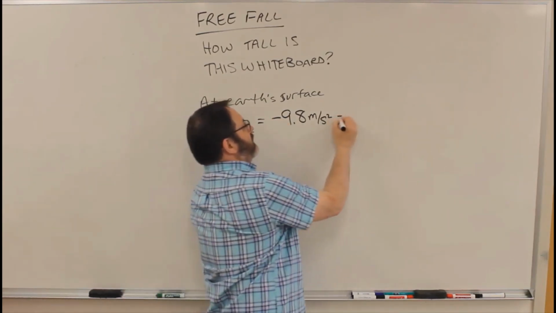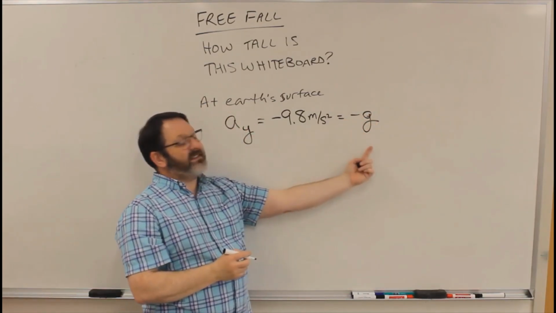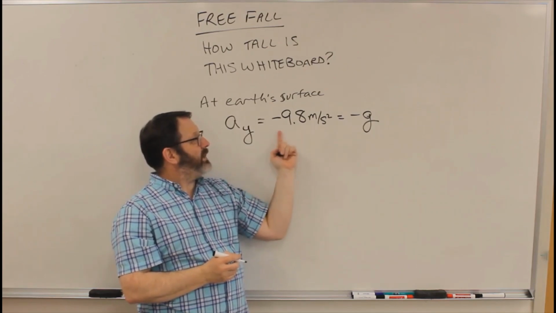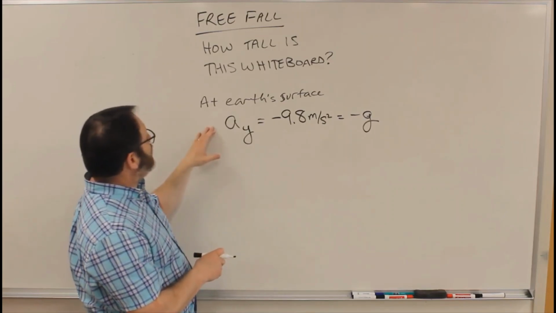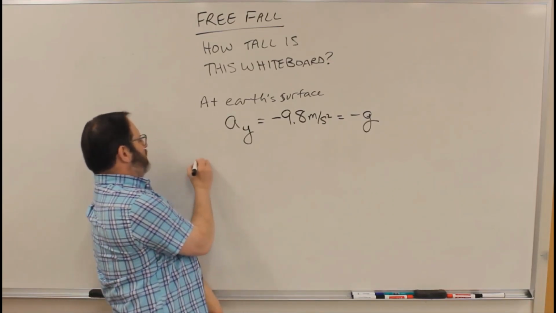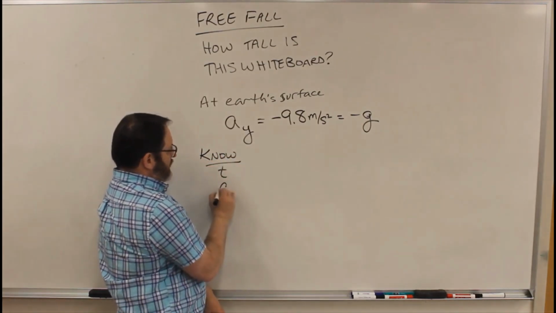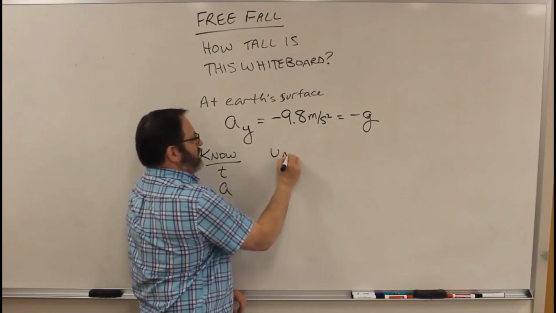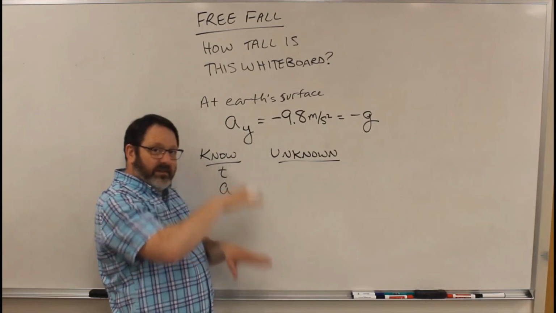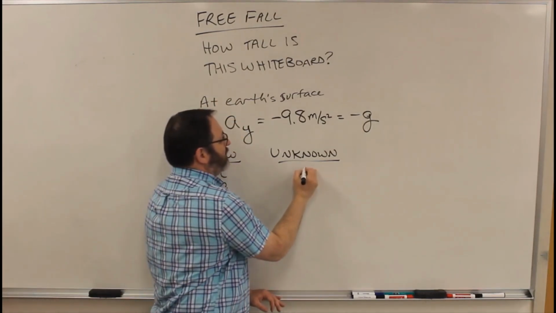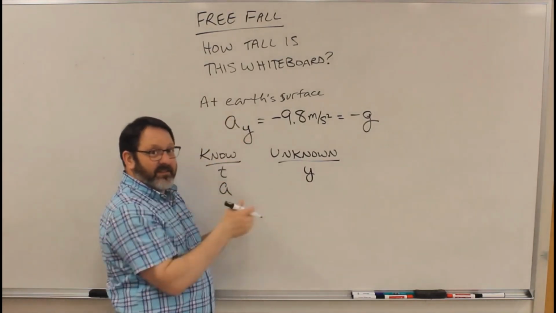Okay? So that 9.8, that's often called g. So the acceleration is minus g, or minus 9.8 meters per second squared. Okay. So knowing that, I know the time, I know the acceleration, and then unknown, I'm looking for a distance this direction. I'm going to call this y instead of x because, again, it's this direction instead of that direction.